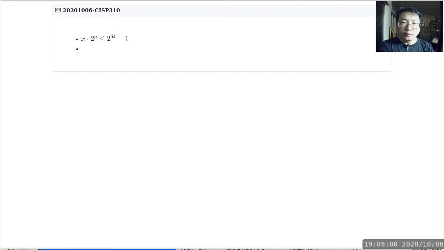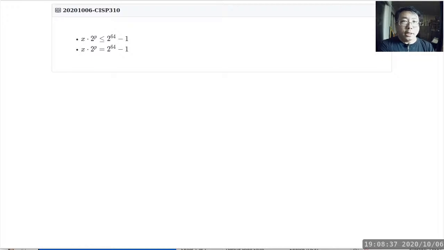If you want to solve for x, the best way to do it is to look at it as an equation instead of an inequality. Just treat the less than or equal to as if it is an equal to. Then you can solve for p, but that p is going to be an irrational number. So now we get x times 2 to the power of p equals 2 to the power of 64, the whole thing minus 1. Okay, so now we have an equation.